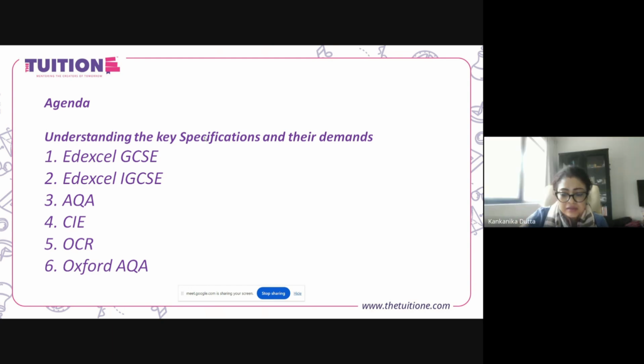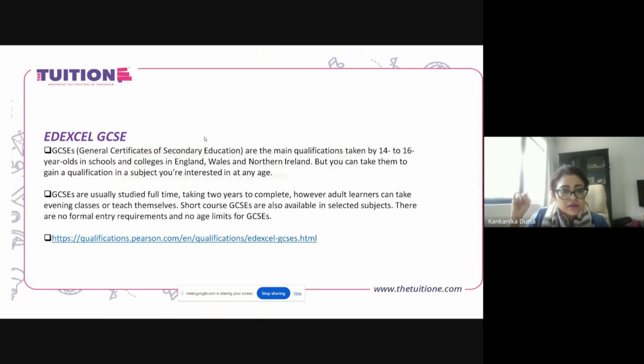Okay, so we'll start with Edexcel GCSE because this is the only GCSE. I have given the link for all the curriculums. When the PPT is shared with you, you can click on those links and get an overall view. GCSE is the General Certificate of Secondary Education.